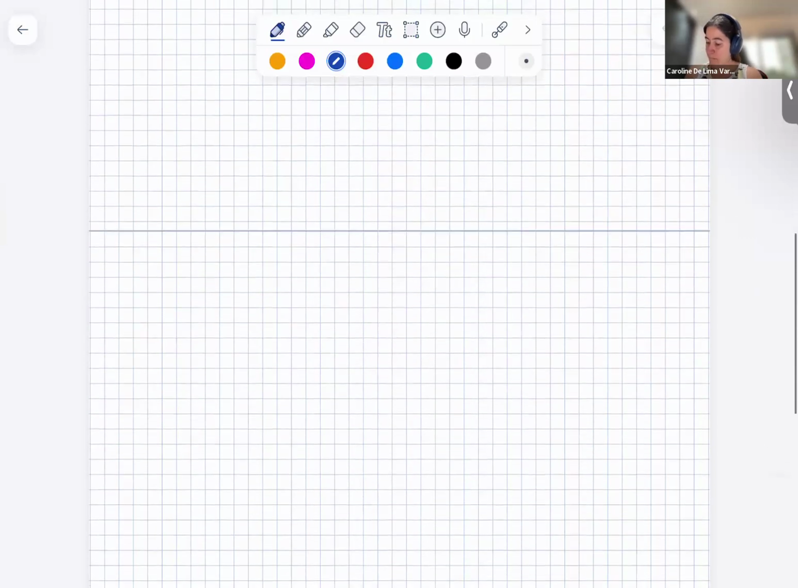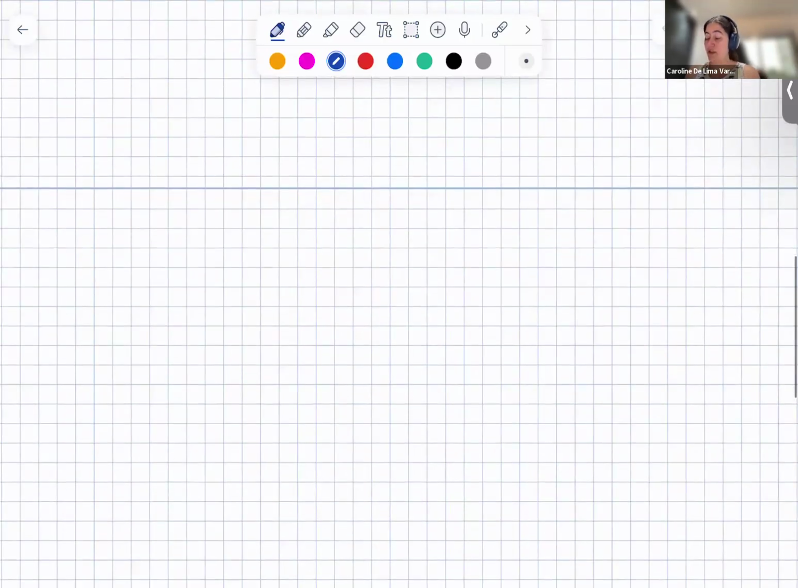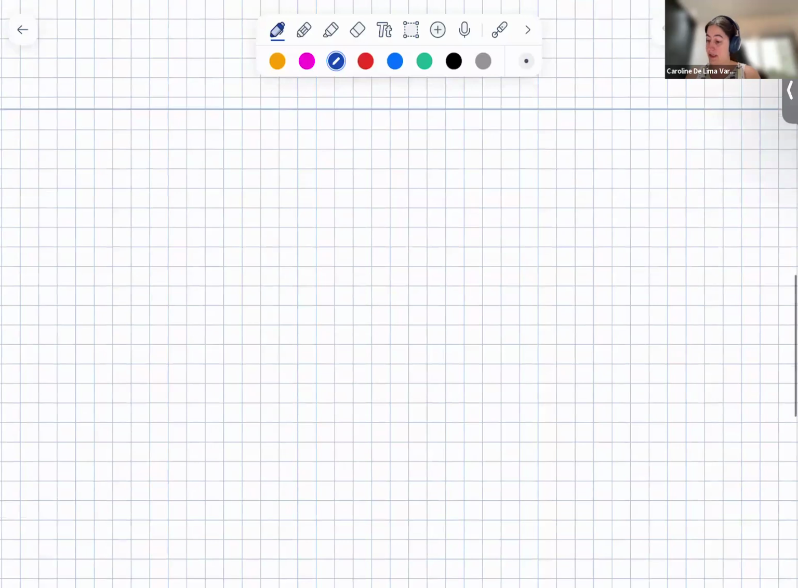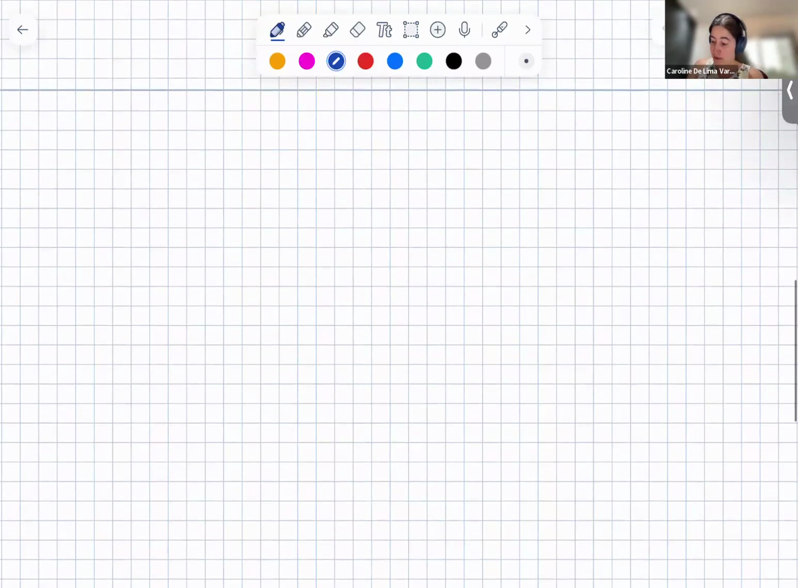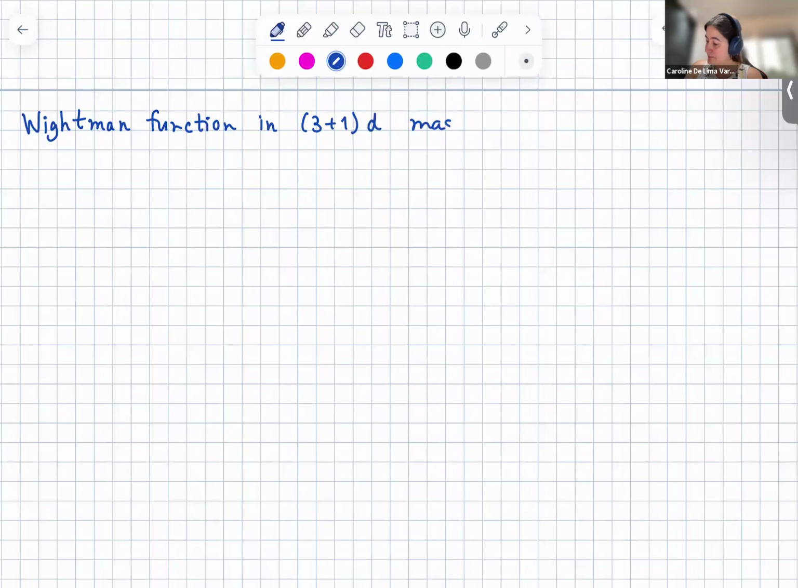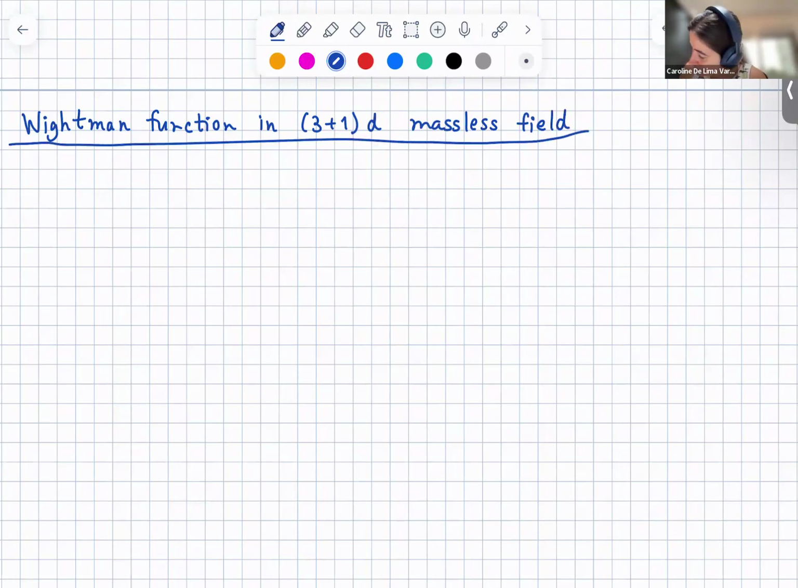So, in order to help me later today, I will start with computing the Wightman function in 3+1 dimensions for a massless field. Okay.